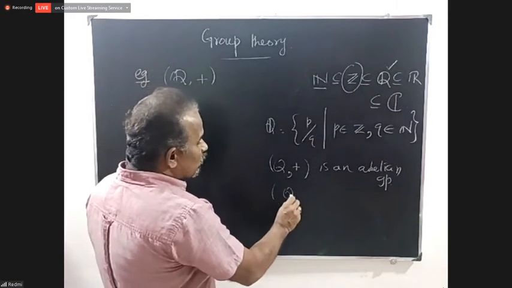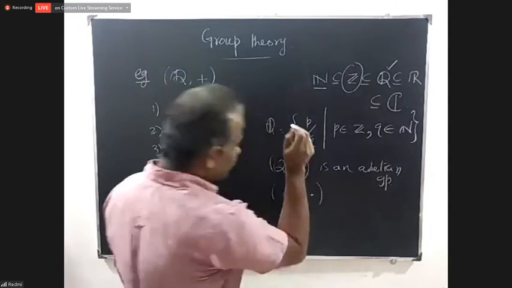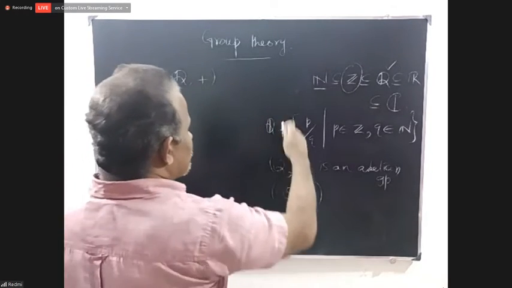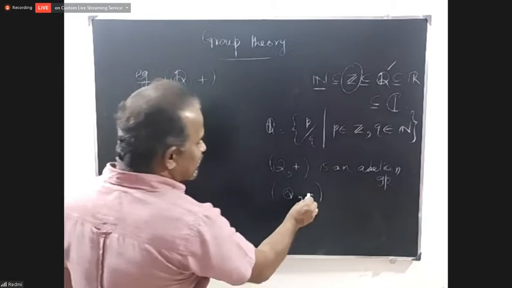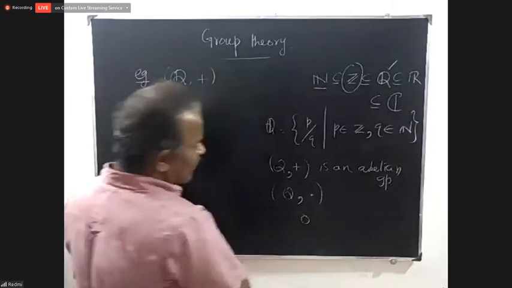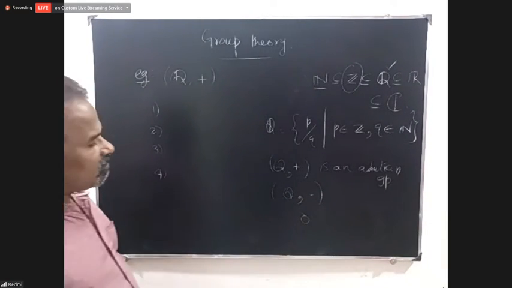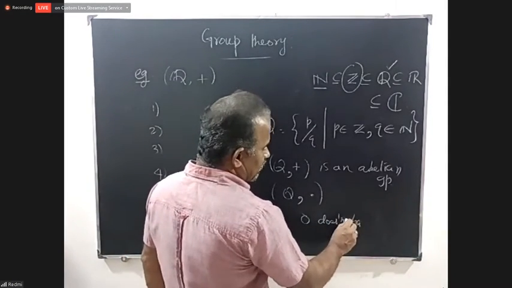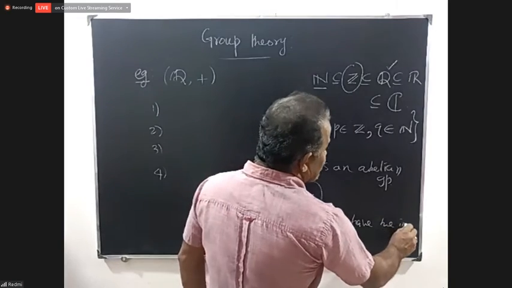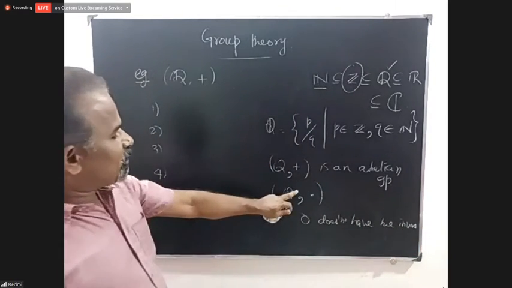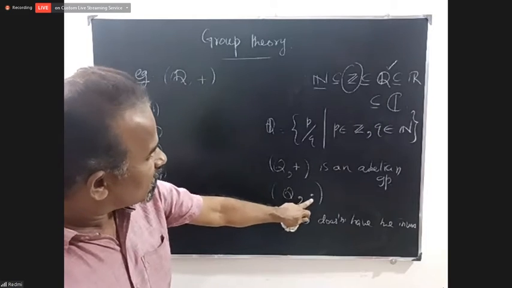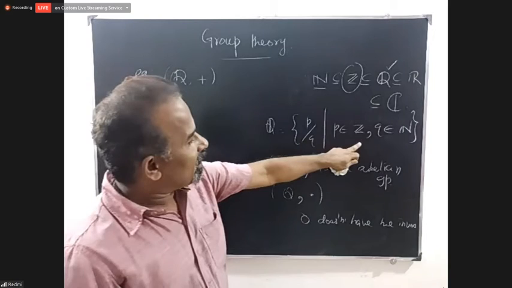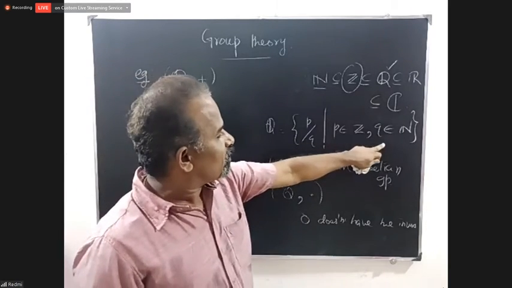Then come to Q comma dot. Here, everything is there, but 0 only doesn't have the multiplicative inverse. Otherwise, the inverse of 2 is 1 by 2, the inverse of 1 by 2 is 2. Whatever rational number you take, definitely the multiplicative inverse will also be there.